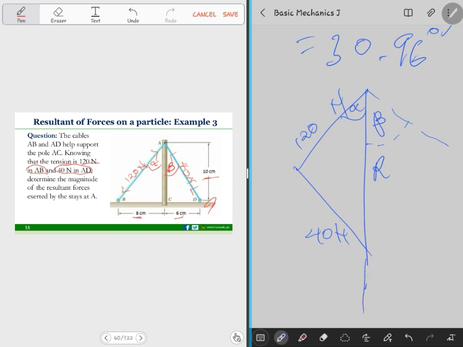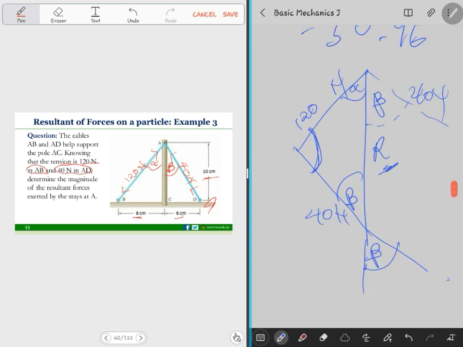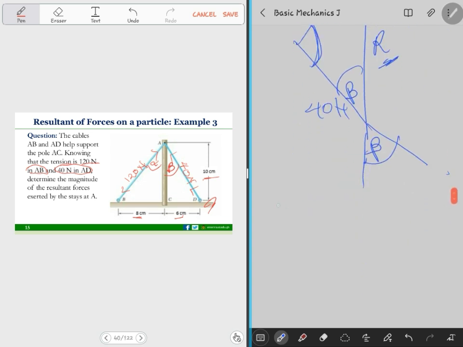Let's extend this so we see what's happening, right? So there's a line, the 40 newtons, and there's the r. So there's the beta here, directly opposite angles, right? Before we can find this r, we need this angle here. If you try to use the cosine rule, the angle in the triangle, this gamma here, is equal to 180 minus alpha minus beta, right?